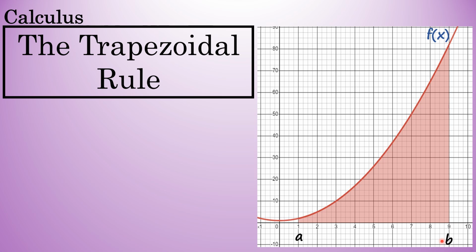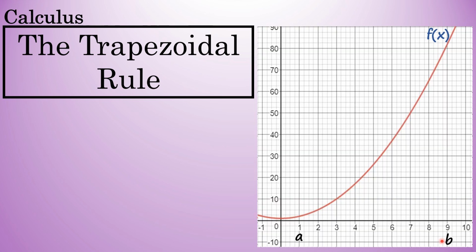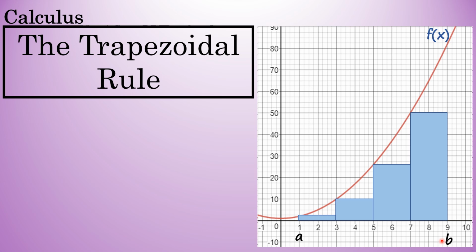If you were to use 4 inscribed rectangles to estimate the area under f of x, it would be the sum of the areas of these 4 rectangles. As you can see, this area would be less than the actual area between the curve and the x-axis, and the margin of error is quite large. There is a significant amount of area that is not being accounted for.